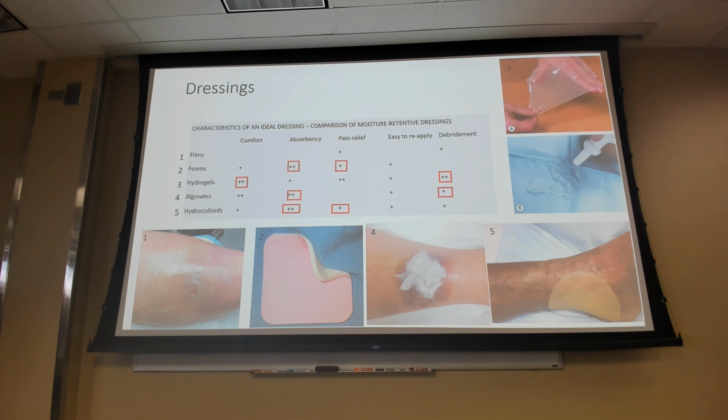So these just are some of the factors we have in there: whether certain ones are more comfortable than others, whether they provide any debridement, which really is only our hydrogels and alginates. And then some of them do have some pain relief or better pain relief in them. But really, you're going to use what you have on hand that's going to work the best.